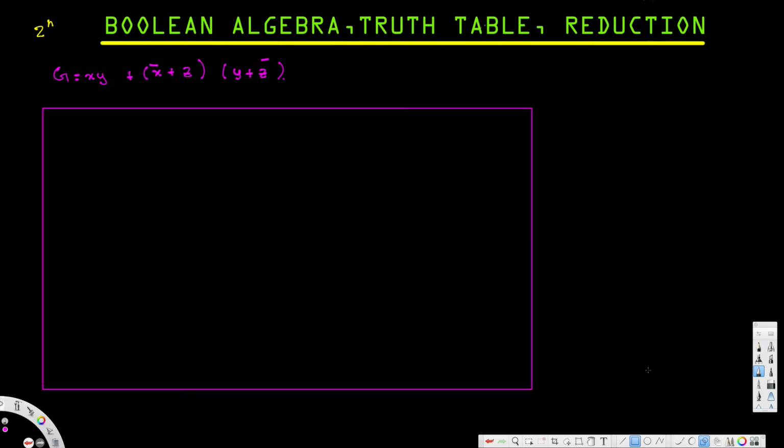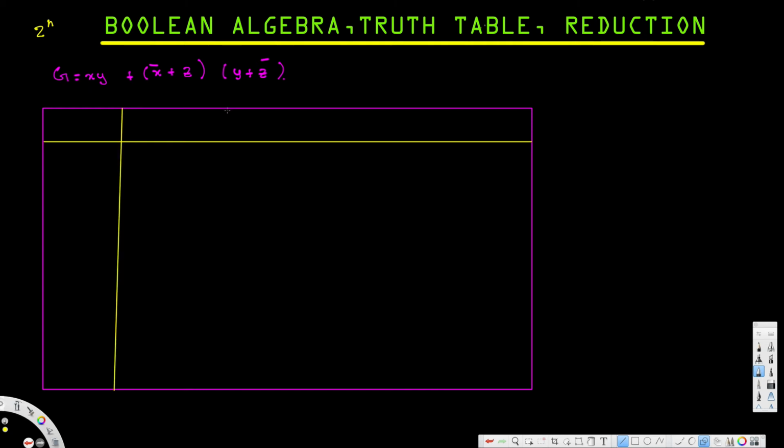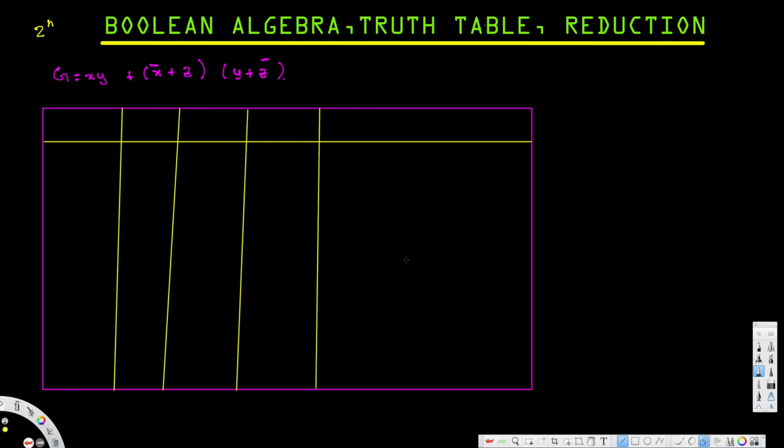Let's create a table for this one. Okay, here I'm going to have some charts. First we have to have XYZ combinations, because we have three different terms, XYZ combinations and XY, and also we have to have X bar Z, and then Y plus Z bar. Then we have to have multiplication of these two, and finally we will get our result. Okay, now let's do it individually.